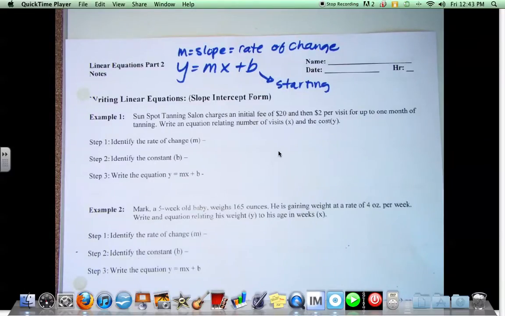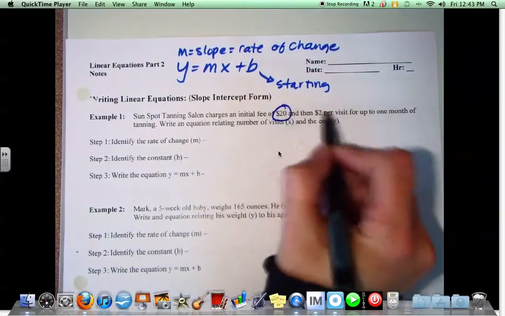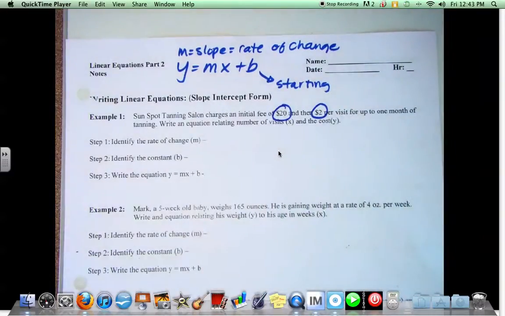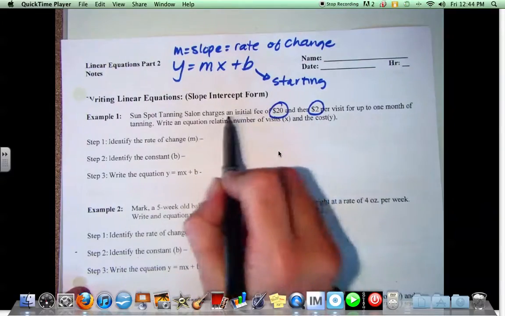So example 1, Sunspot Tanning charges an initial fee of $20 and then $2 per visit for up to 1 month of tanning. Write an equation relating number of visits x and the cost y. So what are the two values that we have to work into our equation? $20 and $2. Which one indicates what you're starting with, or the one-time thing that you have to pay? The $20. Right here you have an initial fee of $20.